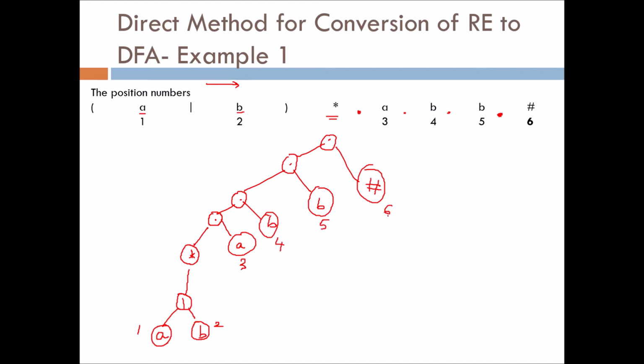Right, so this is how we will be representing the regular expression in the form of a syntax tree. Now the next step is to find the value of nullable, firstpos, and lastpos. So what we'll do is we will allot annotations to the nodes in this tree itself and find out the value of nullable, firstpos, and lastpos.